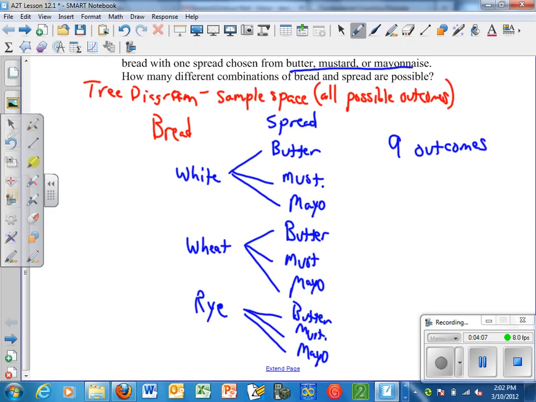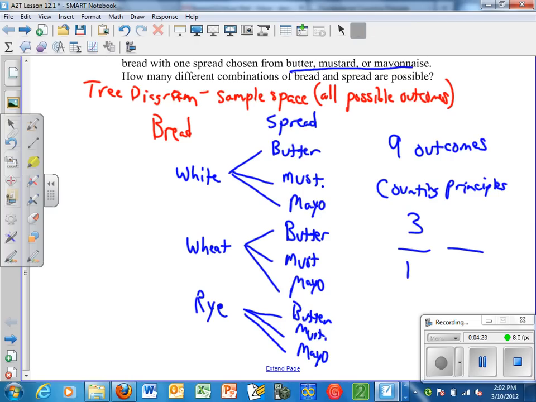Now, the fundamental counting principle says this. We multiply the number of choices for each thing together. In this case, we're choosing the type of bread, and we have three types of bread. So this is the bread. And then we have the spread, 3. So we do 3 times 3, which is 9. So if they just asked you to find how many outcomes, you could just do that. If they asked you to list the sample space, you will need to make a tree diagram and then list all your possible outcomes.